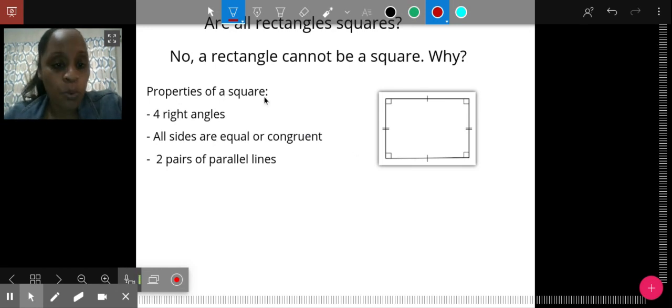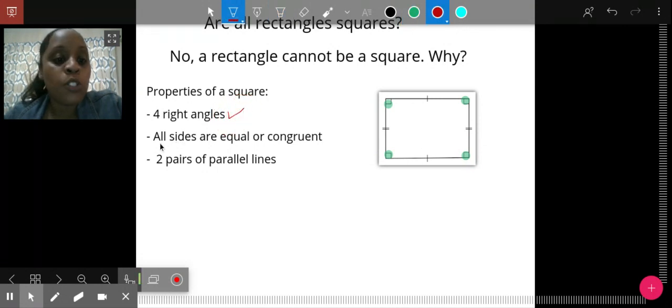Now, properties of a square. A square has 4 right angles. Does a rectangle have that? Well, let's look at the rectangle right here. It has 4 right angles. There they are. 4 right angles. So let's give that a check. It has 4 right angles.